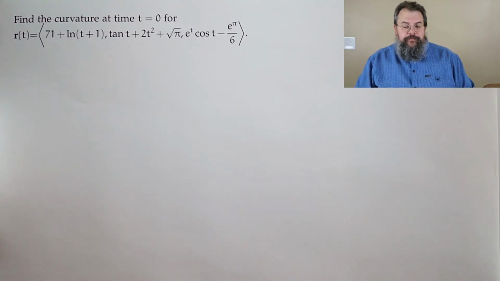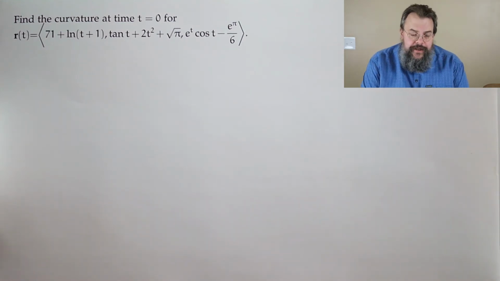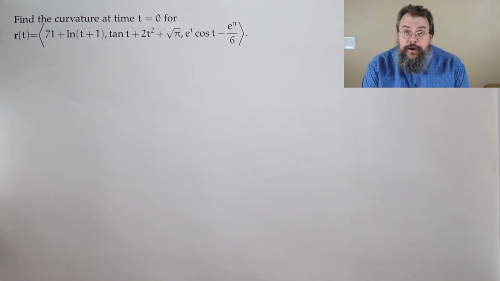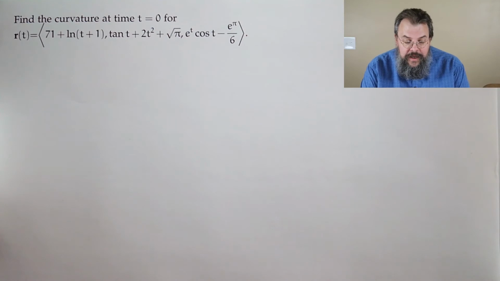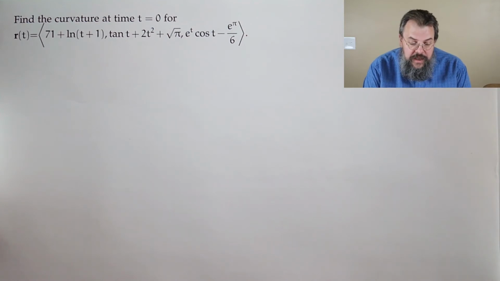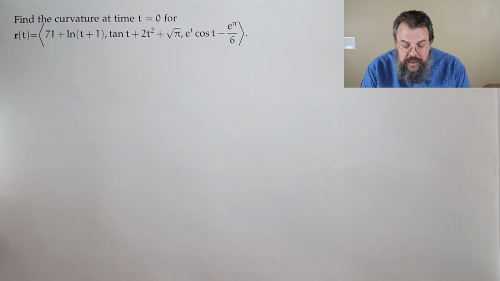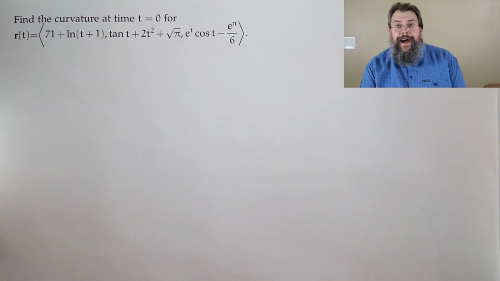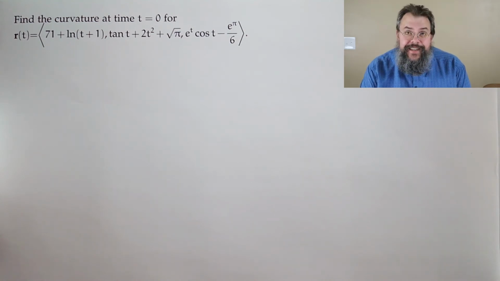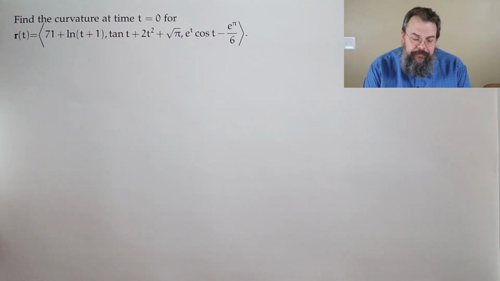So our next problem. Find the curvature at time t equals 0 for r of t is 71 plus log of t plus 1, and then there's tangent of t plus 2t squared plus square root of pi, and then there's e to the t cosine t minus e to the pi over 6. And you look at this and you're like, this looks crazy. But maybe not. Maybe not.